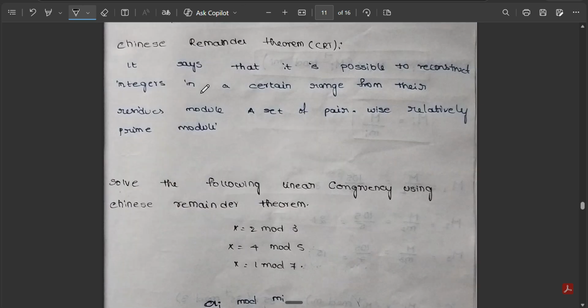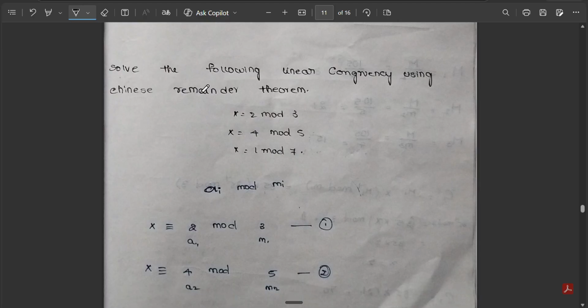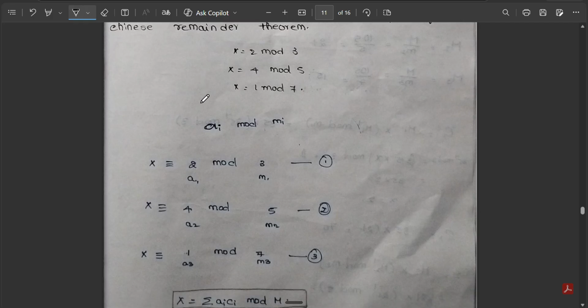Next, let's move on to the Chinese remainder theorem. In the Chinese remainder theorem, this is the problem: solve the following linear congruences using the Chinese remainder theorem, and they have given us three equations. It is not mandatory that they give three equations. It may vary. So first we have to write it in the form x congruent to ai mod mi.